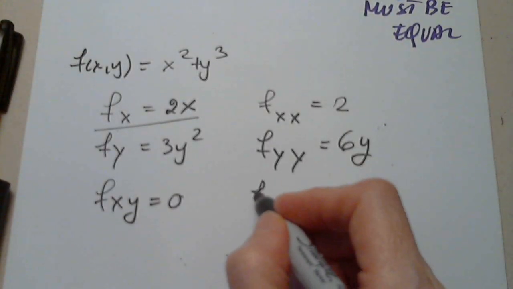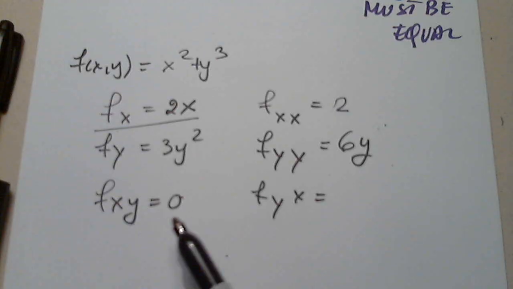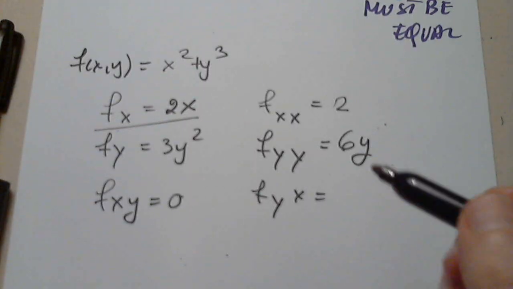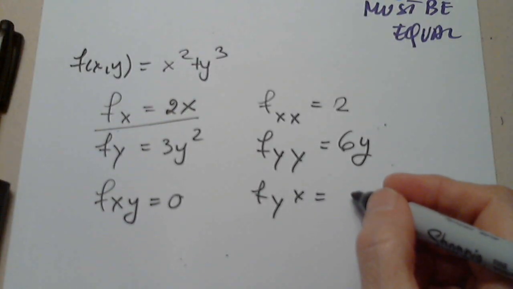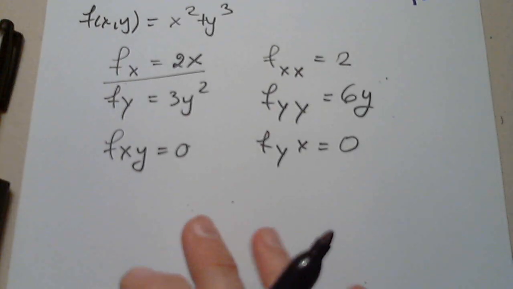And now let's differentiate fyx. Let's differentiate this with respect to x. Remember, these have to be the same. When I differentiate 3y squared with respect to x, what do I get? Is it still 0? That's it. This was a very, very simple example. Very good.